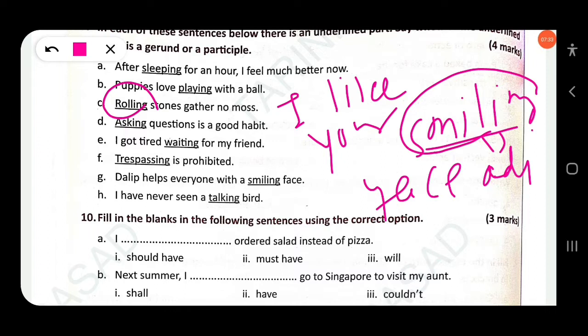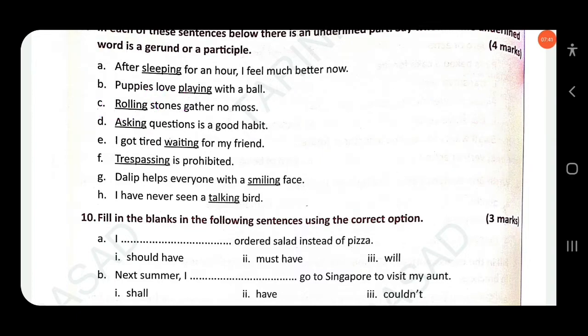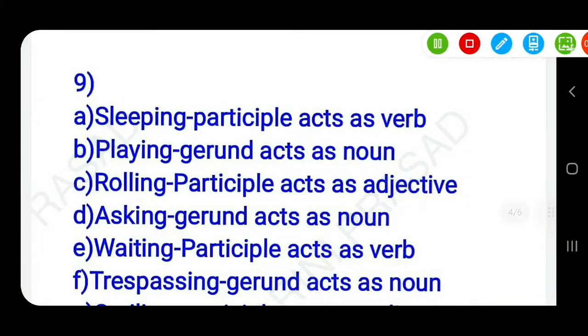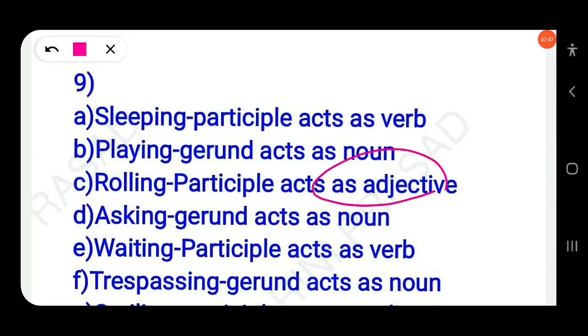Similarly, here rolling stones: rolling tells more about stones. So this is an adjective, that means a participle. So here the participle is used as an adjective. Here rolling, a participle, acts as an adjective. Clear?